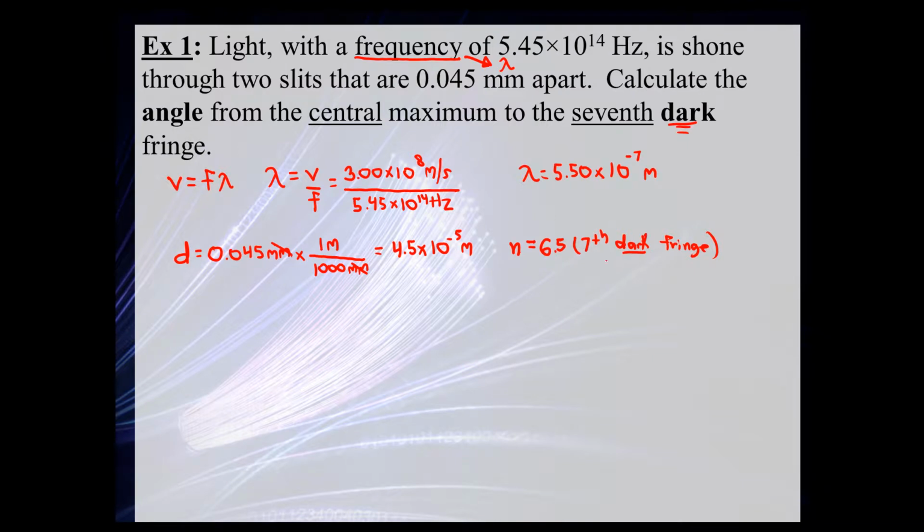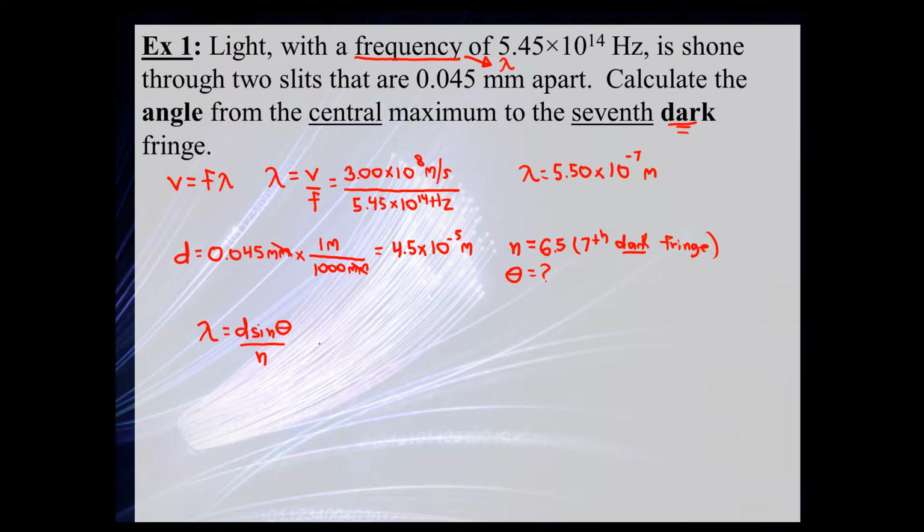Okay, and we want to calculate theta. Of the two equations presented, only one of them actually has theta in it. So that's the one that's going to be lambda is equal to d sine theta over n.